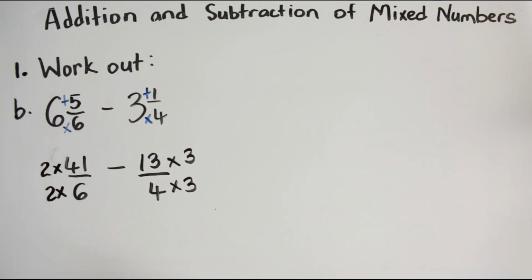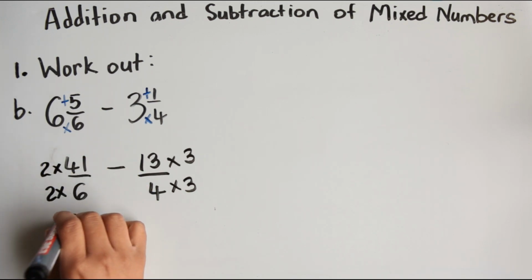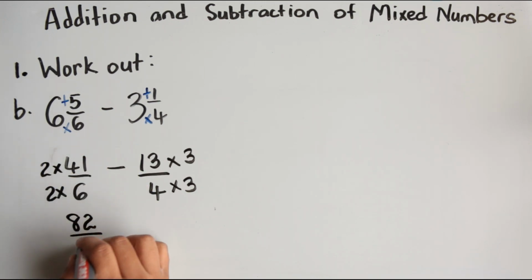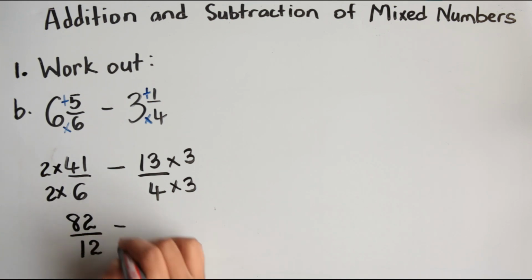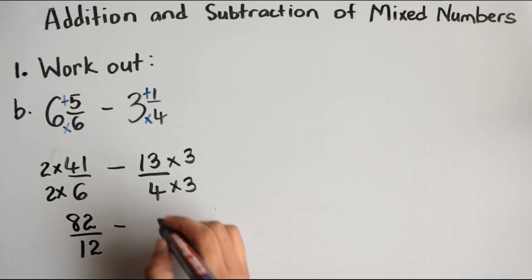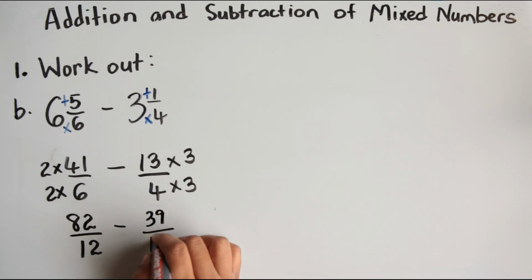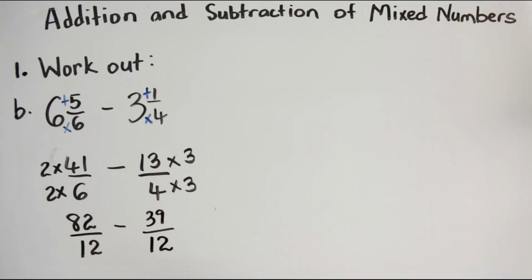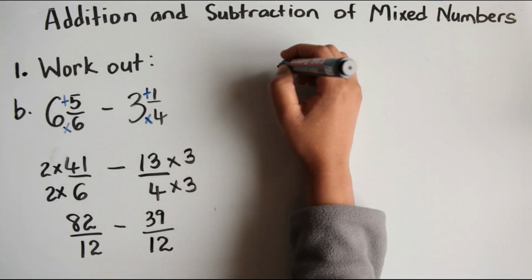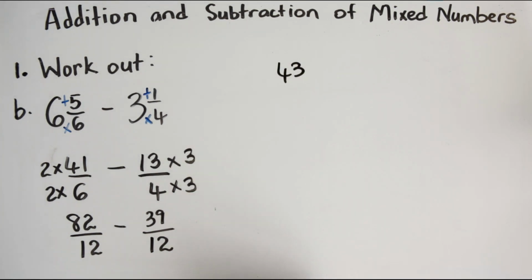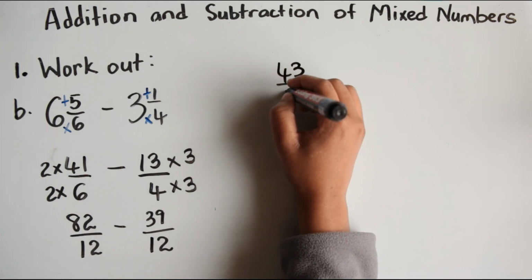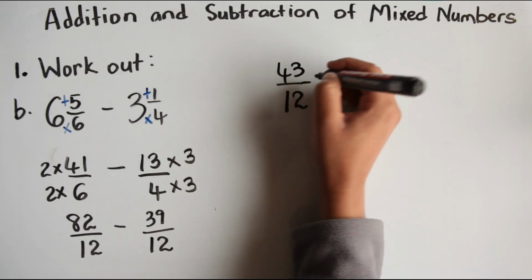So now 2 times 41, that gives me 82. Common denominator of 12, which we wanted. 13 times 3 is 39. Common denominator of 12. So now we have both fractions having the same denominator, which means that we can go ahead and subtract 82, take away 39, that gives me 43, and we write back our denominator of 12.